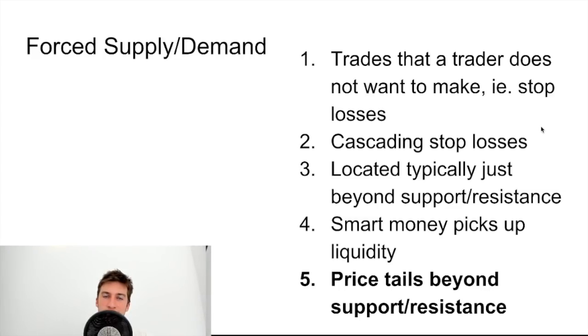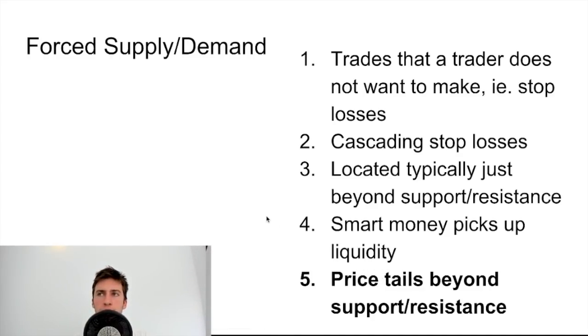He doesn't want to sell at a loss. That's not standard supply and demand because he doesn't want to sell. And usually when many retail traders place their stop losses, they like to place them very close to one another, right below support. So that's going to cause cascading stop losses, as you can see here. And this cascading stop losses of forced supply or forced demand is likely going to look like a price tail.